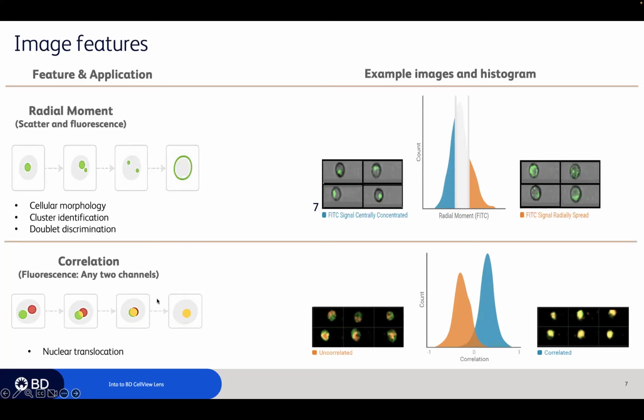Correlation. So are 2 different parameters expressed in the same place in a target cell? And so here's uncorrelated, where we see a lot of separate orange, a lot of separate green, etc. And then over here, correlated, where those colors are overlapping, whatever 2 things we're measuring here are co-expressed in the same place, and we have a lot of yellow.